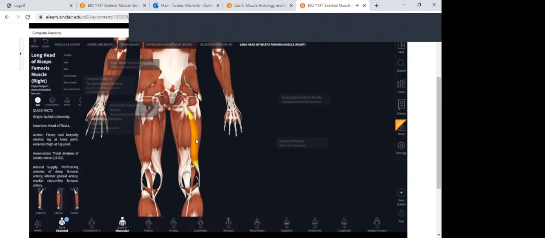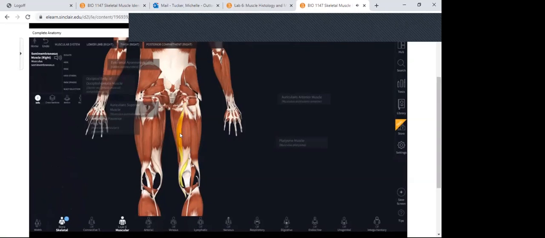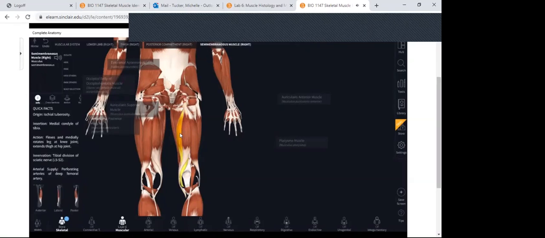Moving to the hamstrings group, which will extend the thigh at the hip and flex the knee. We have biceps femoris, which is going to run to the lateral aspect of the knee. And then we have semitendinosus and semimembranosus, which are going to run to the medial aspect of the knee.